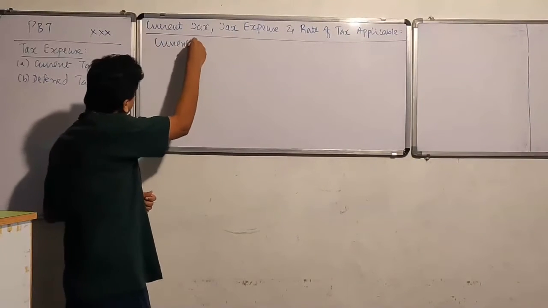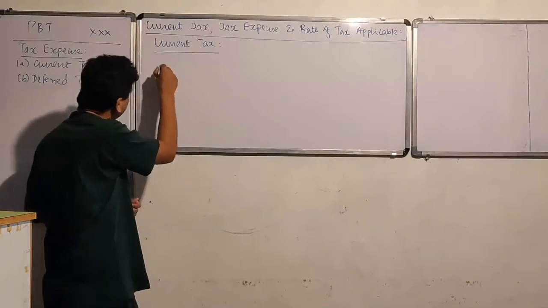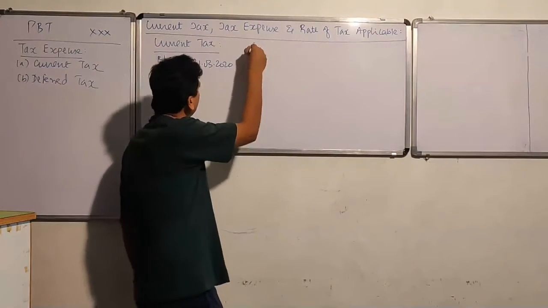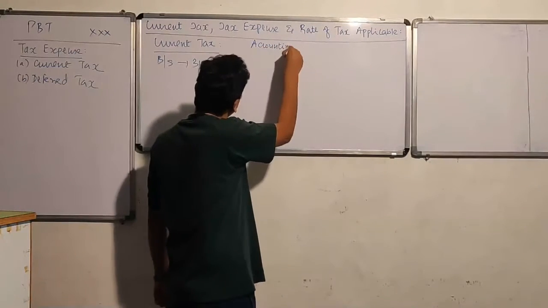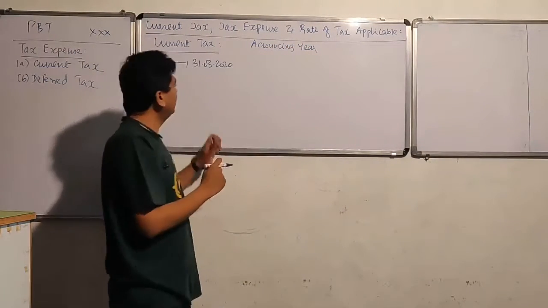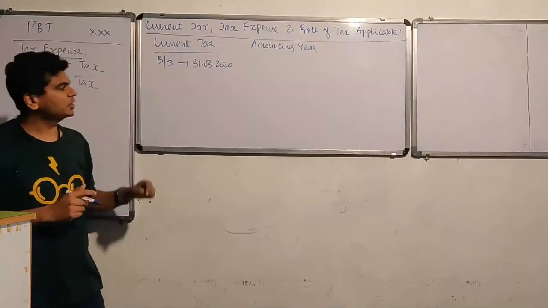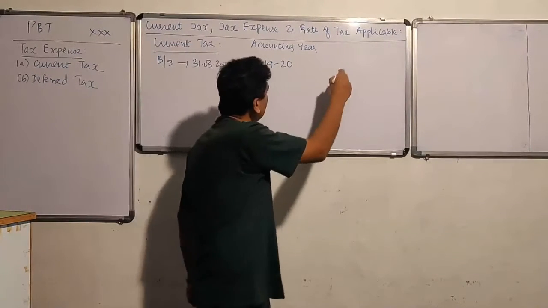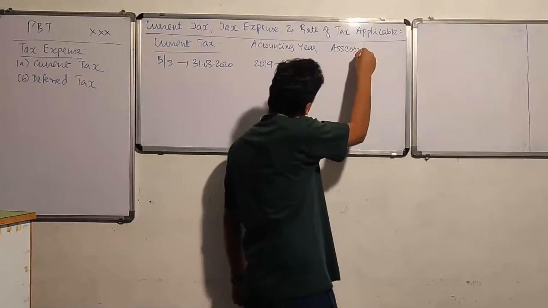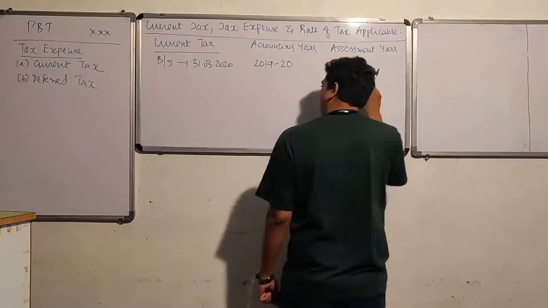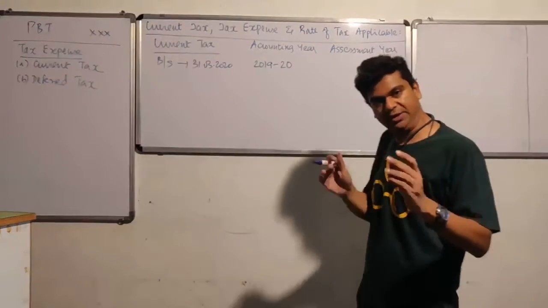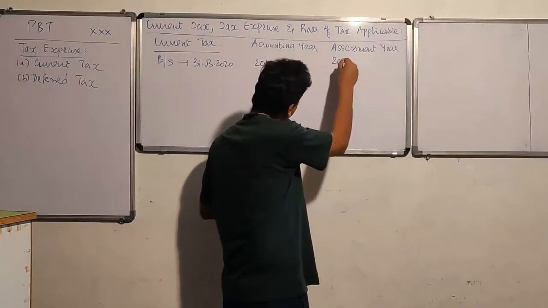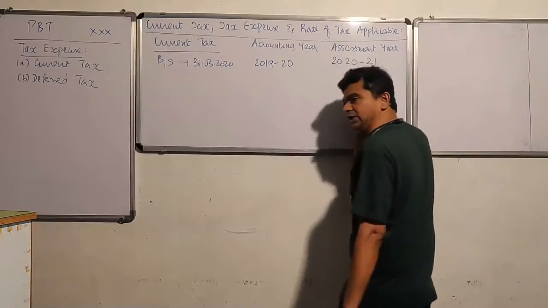So when it comes to current tax, let us say you are preparing your balance sheet on 31st March 2020. When you say I am preparing the balance sheet on 31st March 2020, that means your accounting year is 2019-20. For this, we should identify what is the applicable assessment year. Right? Income tax is applicable on the basis of the assessment year. So what will be the assessment year? Obviously the assessment year is 2020-21.